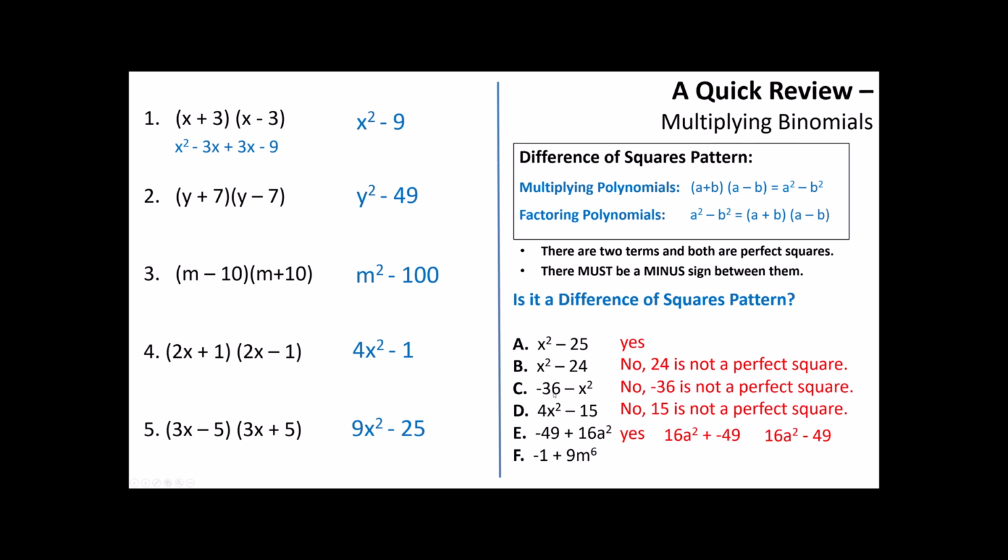The problem with letter C is the negative 36 and the negative x squared. They're both negatives. That's problematic. What about F? F, in fact, is a difference of squares pattern for the same reason E was. 9m squared plus negative 1, 9m squared minus 1. Notice 9m squared is 3m times 3m. 1 is 1 times 1.